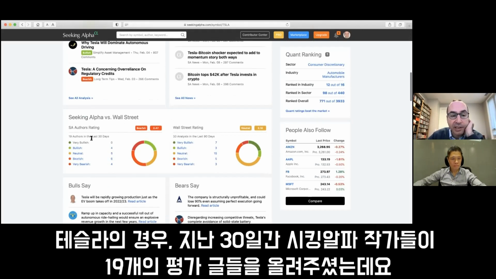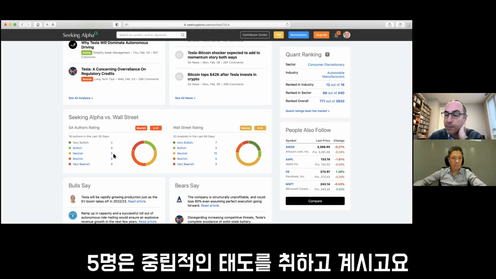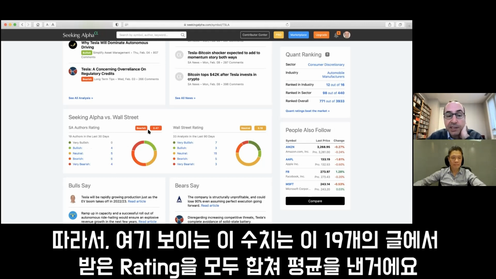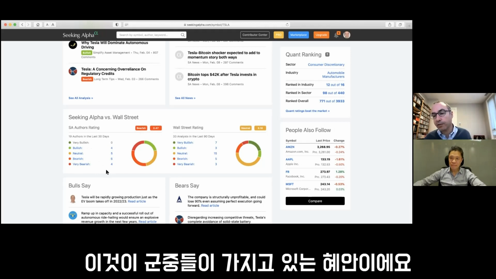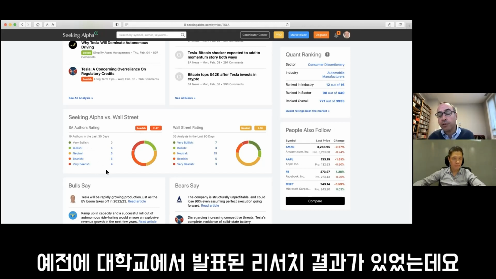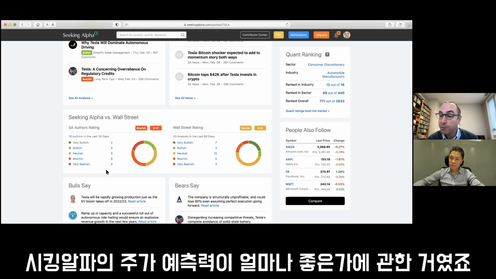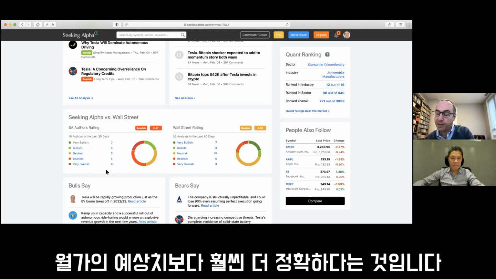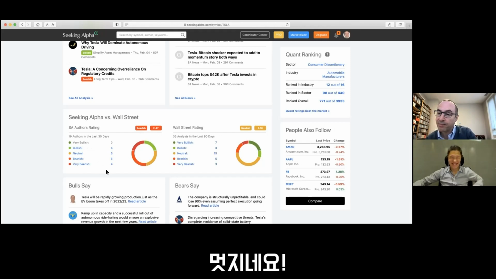So for example, this shows that there were 19 Seeking Alpha authors who wrote about Tesla actually in the last 30 days, and 4 of them are bullish, 5 of them have a neutral rating, 6 of them are bearish, and 4 of them are very bearish. And so this number here is the average of what they all say. This is wisdom of the crowds. And there have been academic studies that show that Seeking Alpha has much better predictive value for stocks, based on crowd sentiment and what all of our authors think, than other systems, including Wall Street. Amazing.